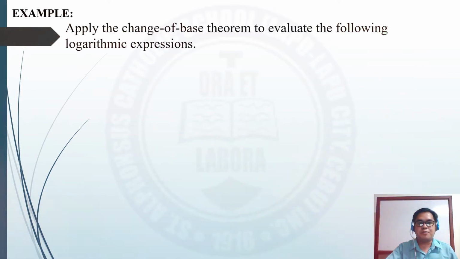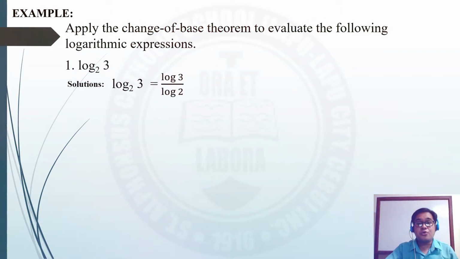So we are asked to apply the change of base theorem to evaluate the logarithm. Here, this is our given, and here are the solutions. First is to write the given and equate it to the logarithm of 3 over the logarithm of 2. Why do we have this equivalent value?